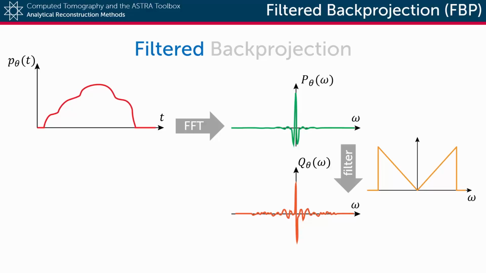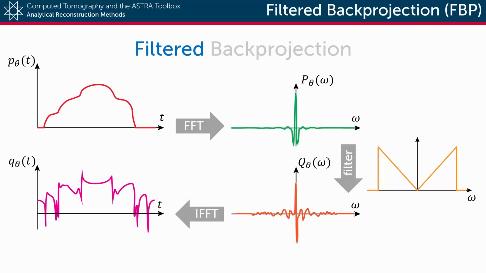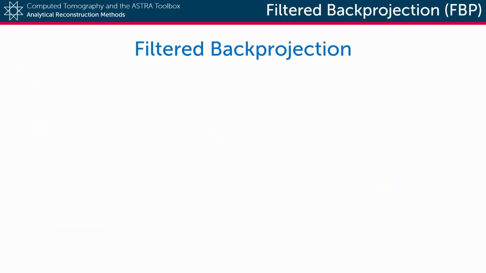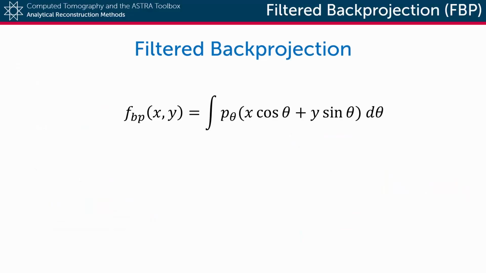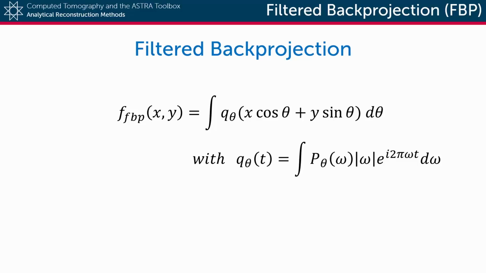Now after this filtering, the spectrum is inverse Fourier transformed, resulting in a new detector function, which we'll call Q, and in FBP, this is then the function that is subsequently back projected over the domain. So if we look at it from a mathematical perspective, for normal back projection we get the smearing out of a detector function over the lines of the X-rays, but for FBP we do this back projection on this filtered detector function Q, which is the inverse Fourier transform of the Fourier transform of the original function P, multiplied then with the absolute value of omega, which is then the Ram-Lak filter.